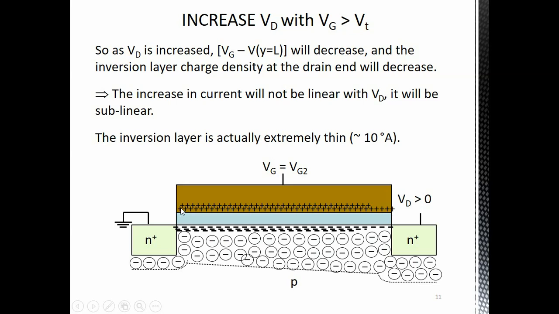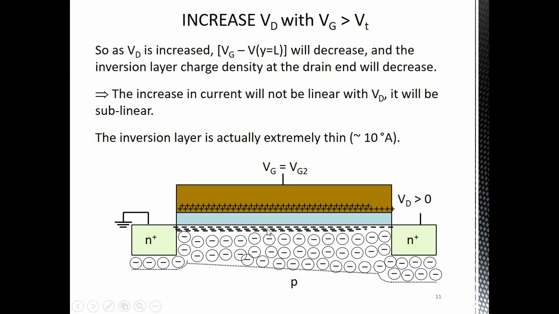At the source end, this is 0.9 minus 0, so this potential difference is 0.9 volts. So 0.9 here, 0.6 here. So clearly the potential difference between the gate and anywhere in the channel varies when there is a drain voltage applied.